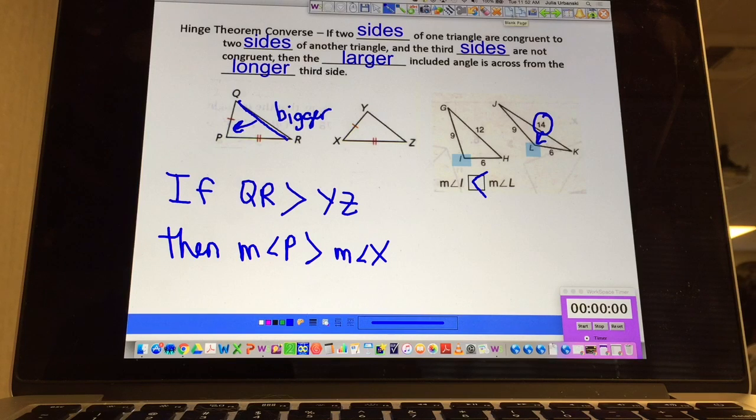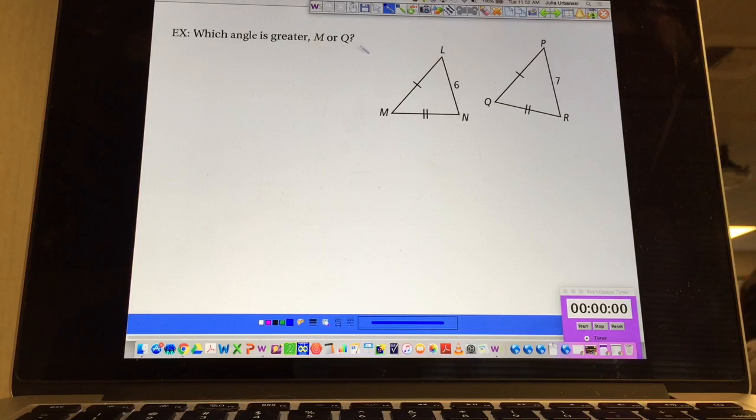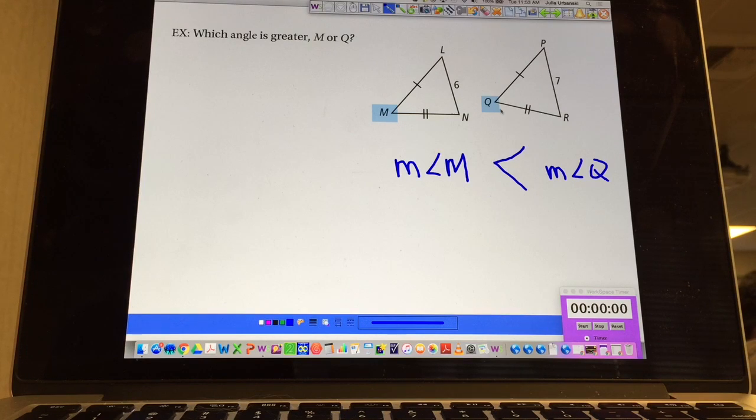So look at the last example for the theorems right here. They want us to compare angle M and angle Q. Before you tell me which one is greater, I'm just going to write down the two they're asking me to compare: measure of angle M and measure of angle Q. That's easy. Q. Now look across. Why do you say Q? Because it's across from the bigger 7, right? Good. 7 is bigger than 6, and Q is across from that 7.